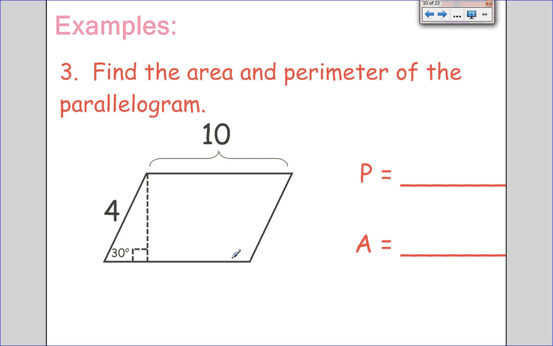Okay, try to pause the video and see if you can figure out what your missing height is here for this parallelogram. All right, let's see how you did.